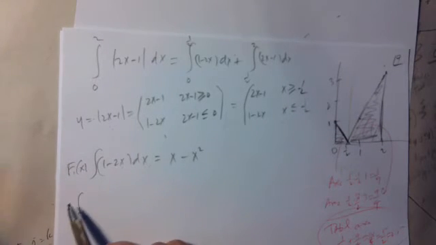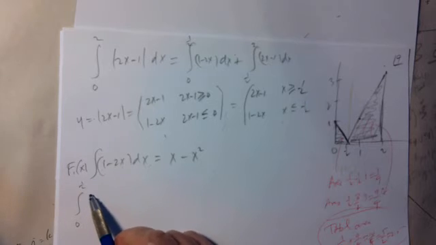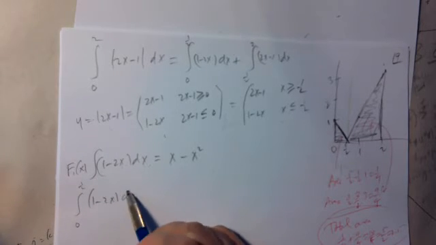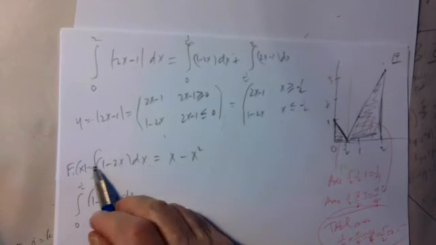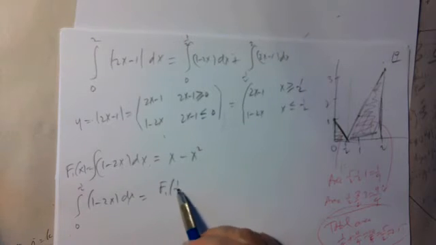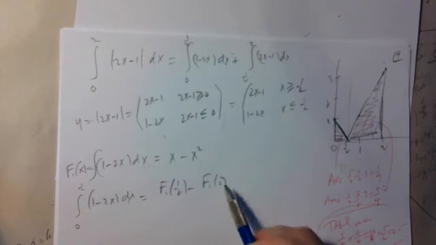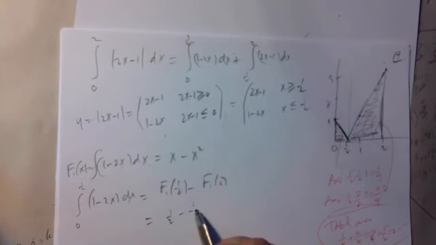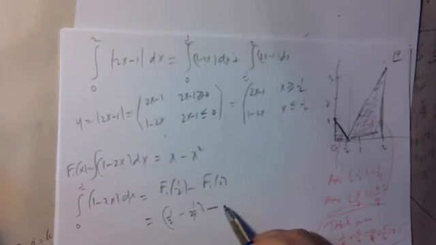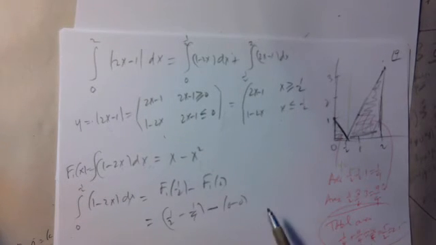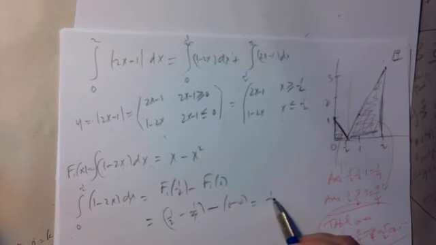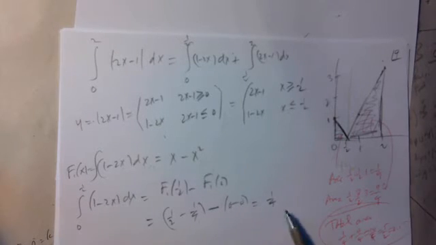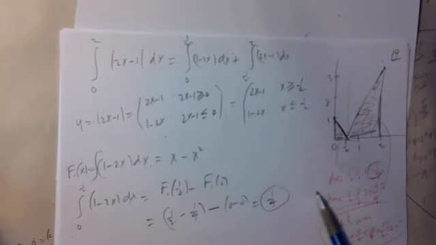So the integral from 0 to 1/2 of 1 minus 2x is f1 of 1/2 minus f1 of 0. That's equal to 1/2 minus 1/2 squared minus 0 minus 0. 1/2 minus 1/4 is 1/4, which you'll notice is exactly that.